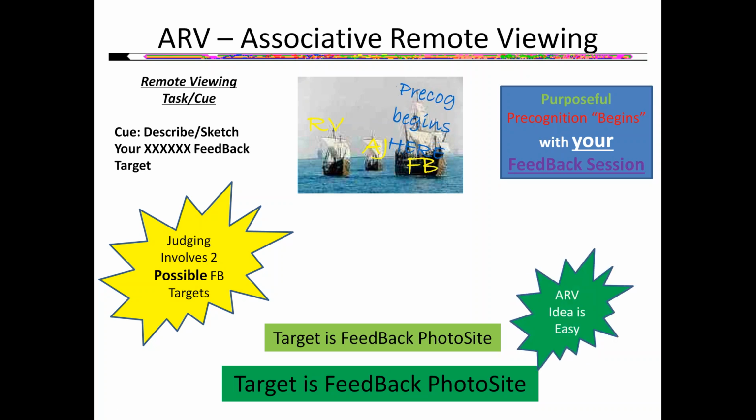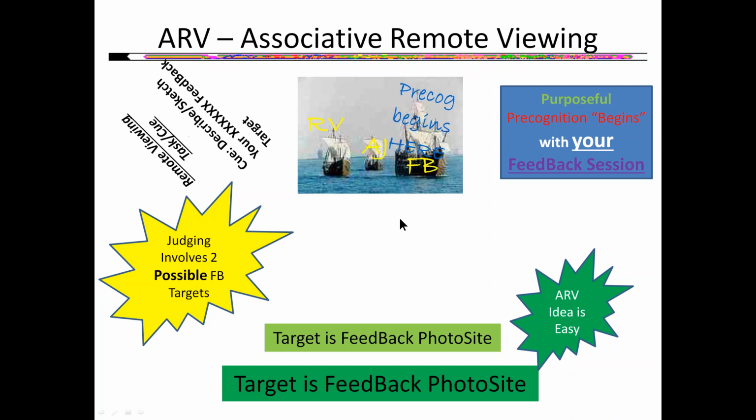Now, the whole idea then is really very simple. Once you understand the feedback session is when you see the truth, you see a picture that's associated with yes or no, and the remote viewer's job is to simply describe that picture. And the judge's job is to match the transcript with one of two possible choices.